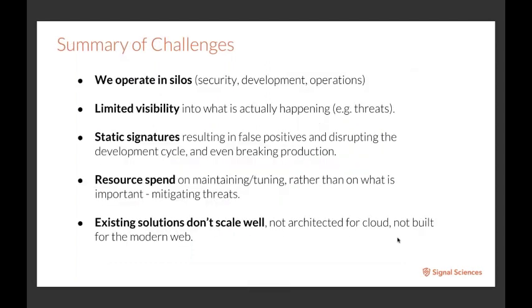So just to summarize the challenges with legacy threat visibility: one of the problems is that we operate in silos, with limited visibility into what's actually happening. The static signatures result in alert overload, false positives, and breaking apps. On resource spend, you're maintaining a solution rather than mitigating threats. And existing solutions don't scale well, not architected for the cloud or built for the modern web.